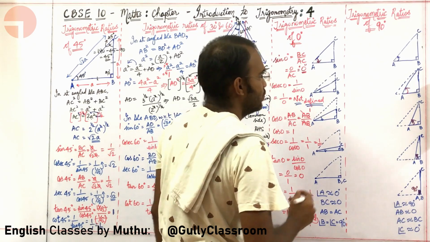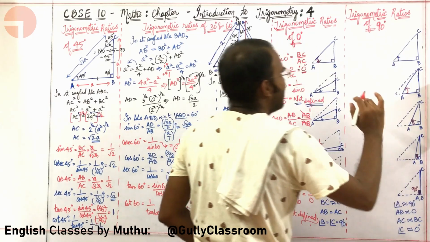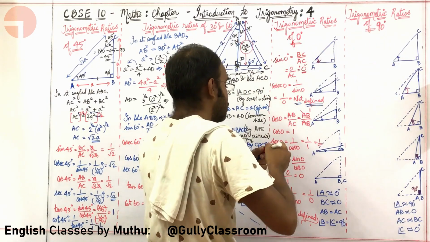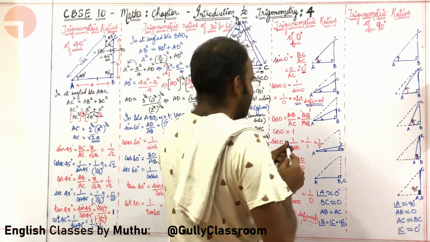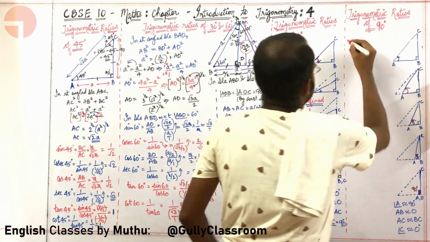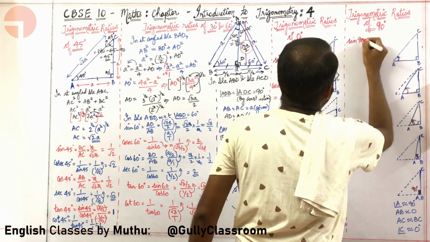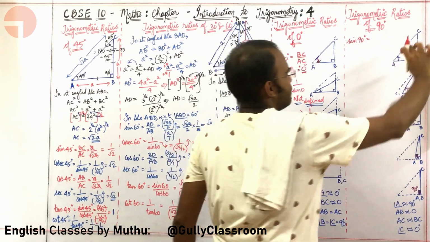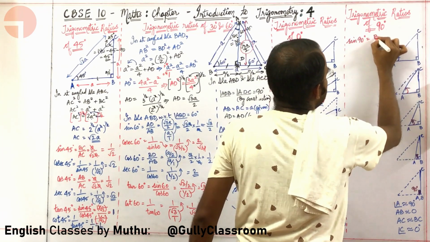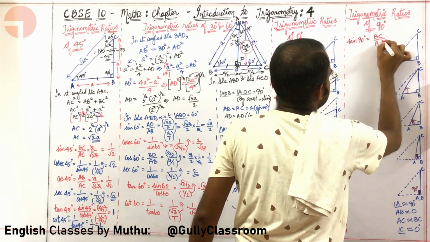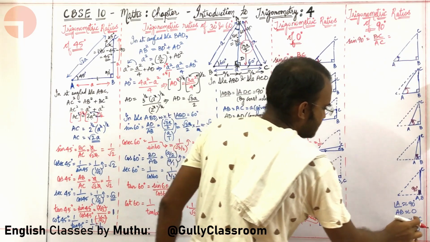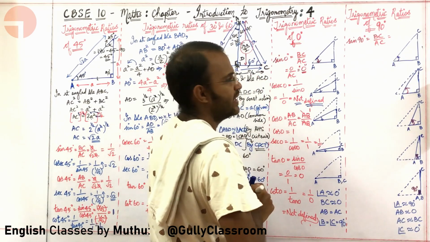Now, what can I do? Using this particular triangle, I can calculate the trigonometric ratios of 90 degrees. Let us calculate them. So, what is the value of sin 90? Sin 90 is nothing but opposite by hypotenuse, BC divided by AC, but the values of BC and AC are the same over here. Why, sir?